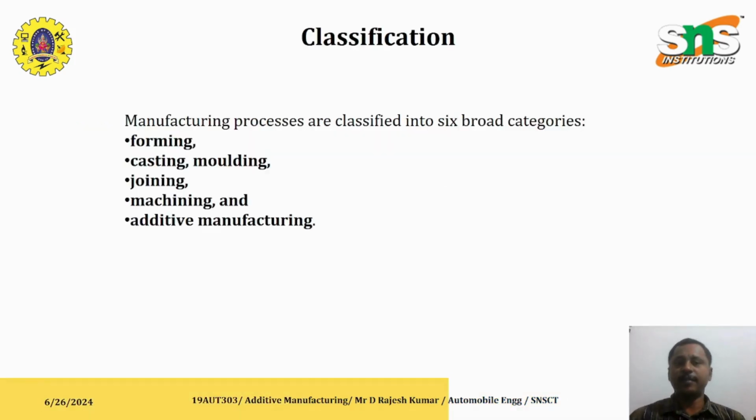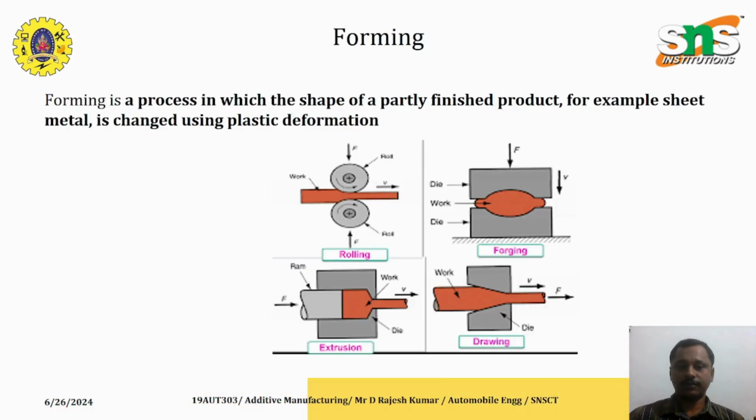Manufacturing can be classified into six broad categories: forming, casting, molding, joining, machining, and additive manufacturing. The processes forming, casting, molding, joining, and machining are otherwise called conventional manufacturing processes. Additive manufacturing is the modern manufacturing process.